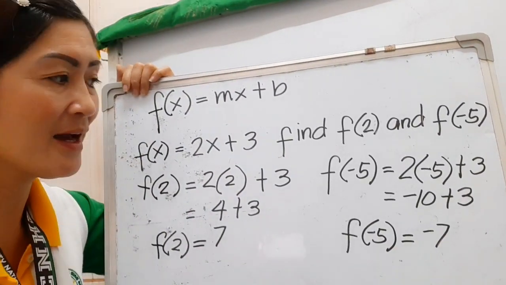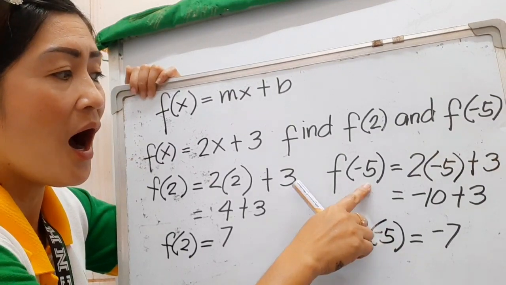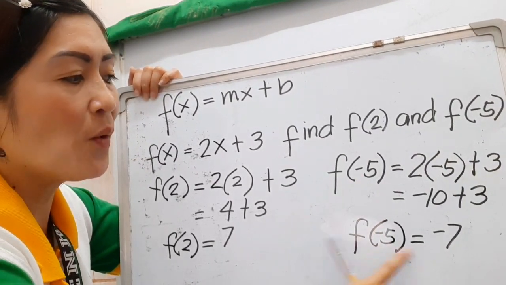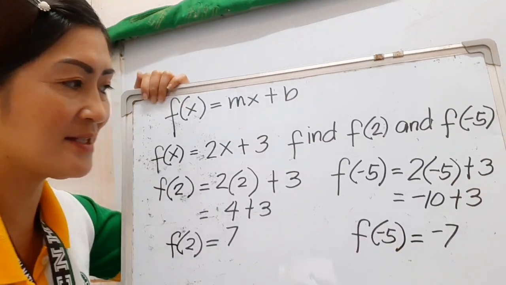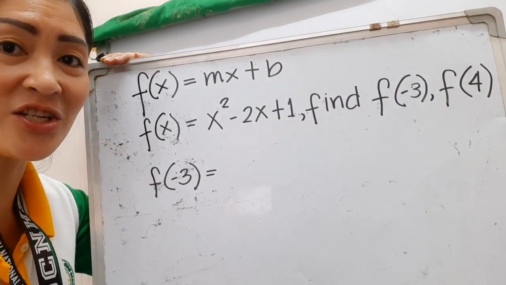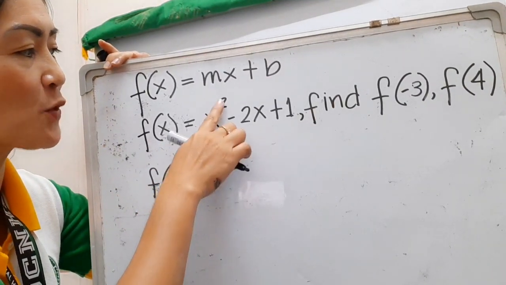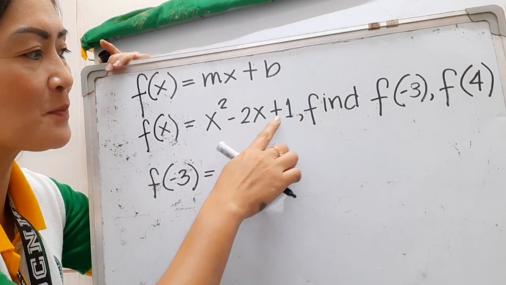Did you get it? So here, our domain is negative 5 and our range is negative 7. Let's have another function. Given the function f of x is equal to x squared minus 2x plus 1.